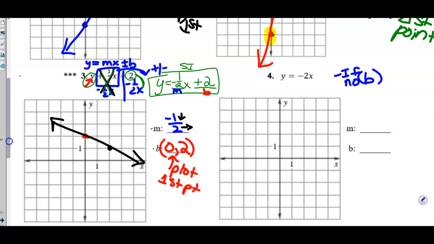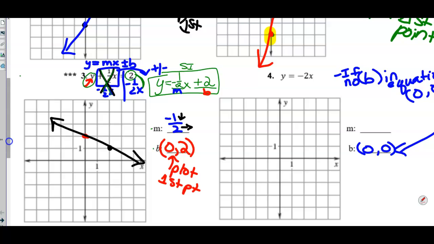if there's no b in the equation, the ordered pair for b is 0, 0. So this actually is 0, 0. We just should know that. We don't write plus 0 because it doesn't make sense to add 0. It's just extra writing, so we don't do that in math.